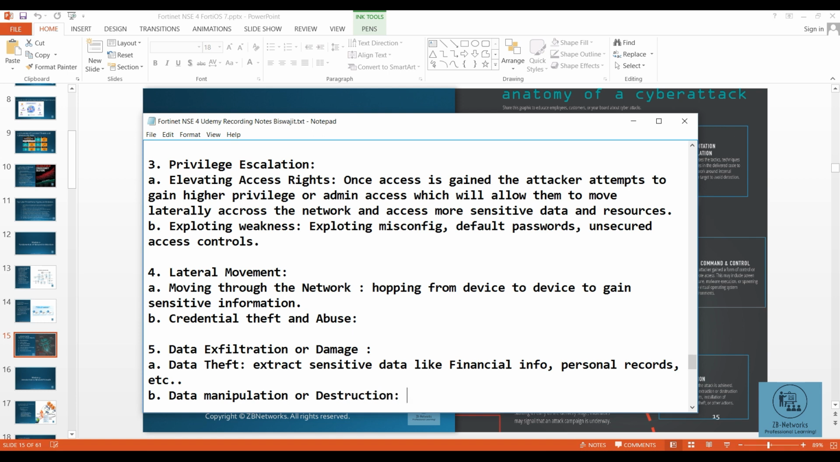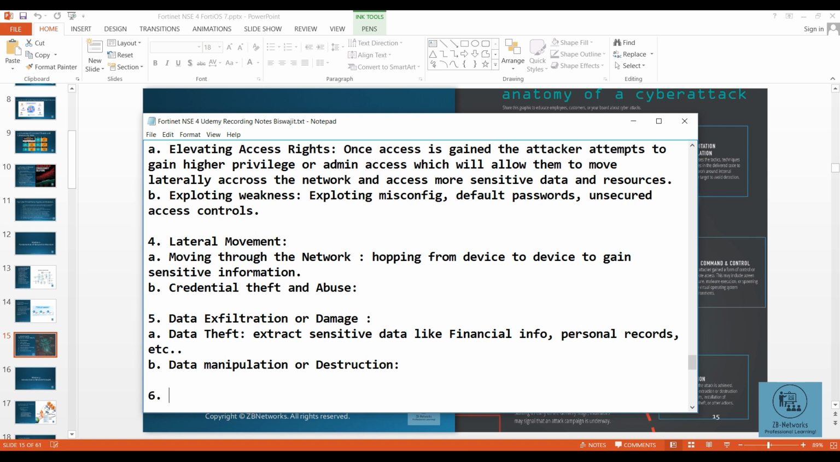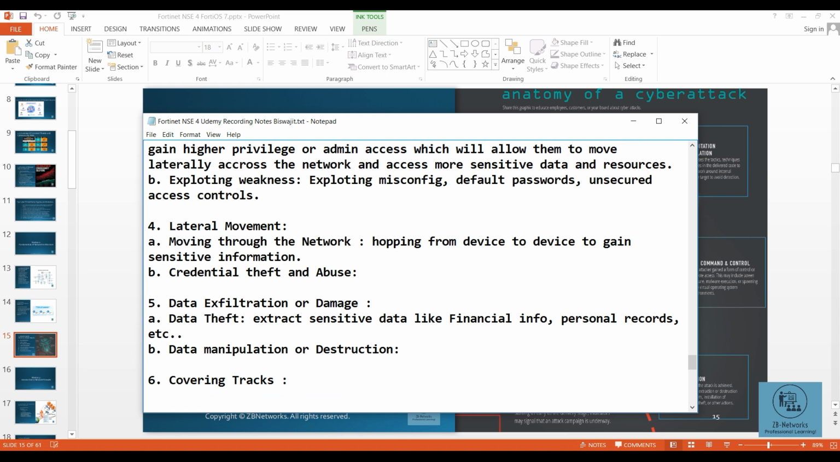As the name says, in some cases the attackers may manipulate or delete the data, which will cause operational disruptions or financial loss to that particular target organization. Step number 6 in this process is called covering tracks. In covering tracks, as the name says, the first sub-step would be erasing evidence.